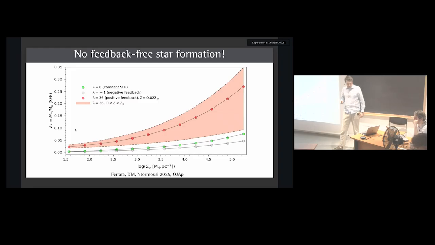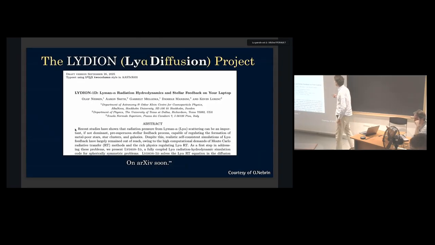So this is very simple modeling. Can we go further? Can we actually model Lyman-alpha? Can we do Lyman-alpha radiation hydrodynamics? Well, it sounds a bit crazy, but under some assumptions you can do it, and this is what we are trying to do with the Lydion code. Lydion is a project led by Olof Nebrium, who is a PhD student in Stockholm, and we are trying to address the problem of performing Lyman-alpha RHD simulations.